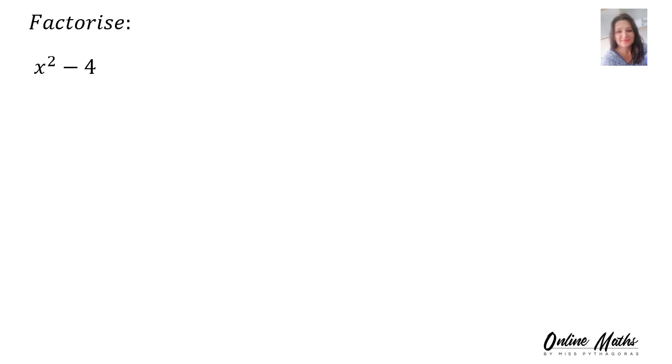Factorize, and I give you x squared minus 4. So that's the difference of two squares. So you put two brackets and then x minus 2, x plus 2. Please note, one bracket gets a minus, the other bracket gets the plus.